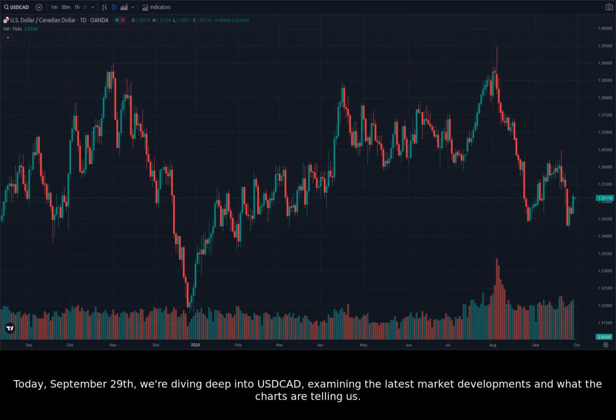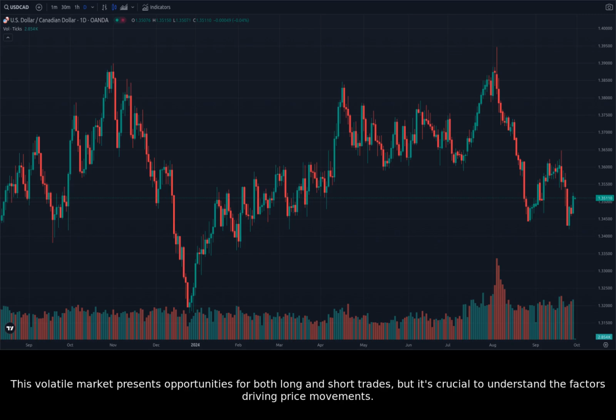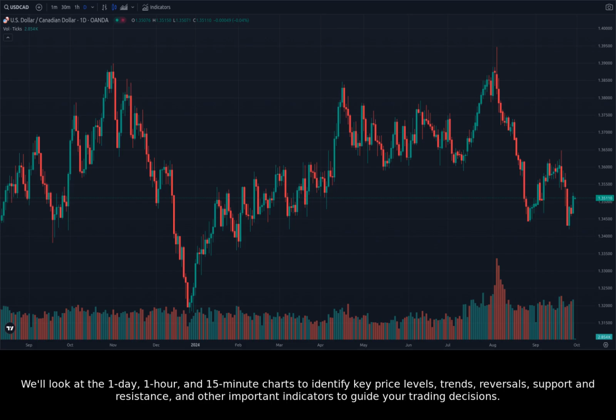Today, September 29th, we're diving deep into USDCAD, examining the latest market developments and what the charts are telling us. The recent Google search results show a mixed bag of opinions on the future of USDCAD. Some analysts are predicting a sideways trend, others are cautiously bullish, while others are leaning bearish. This volatile market presents opportunities for both long and short trades, but it's crucial to understand the factors driving price movements. We'll look at the 1-day, 1-hour, and 15-minute charts to identify key price levels, trends, reversals, support and resistance, and other important indicators to guide your trading decisions.